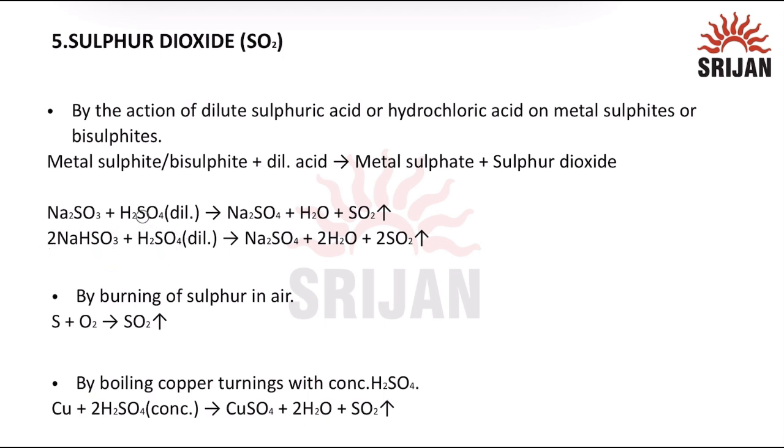This SO4 will replace this HSO3, and then this HSO3 will not leave as HSO3, it will leave as water and SO2 here. Another method is simply by burning sulfur. Just burn the sulfur: sulfur plus O2 gives SO2. Another method is boiling copper turnings with concentrated sulfuric acid. If we have copper with concentrated sulfuric acid, we have to boil it. We will get CuSO4 plus twice H2O, and in that case we'll get SO2.